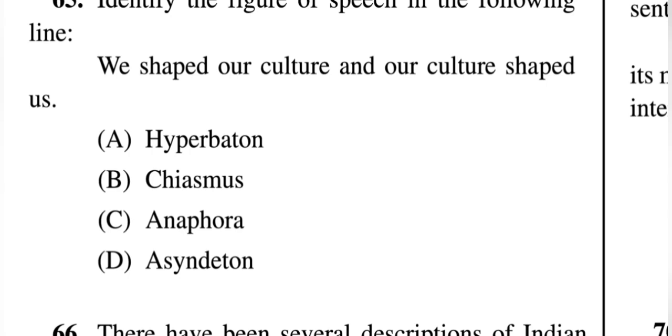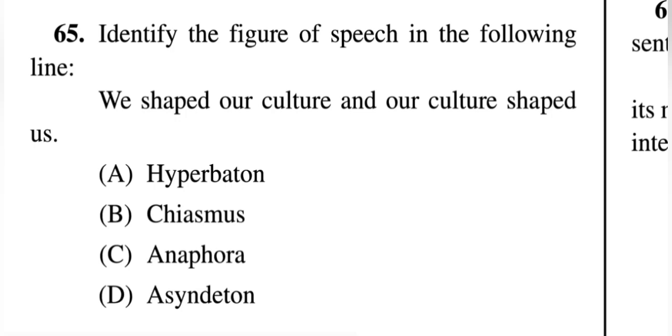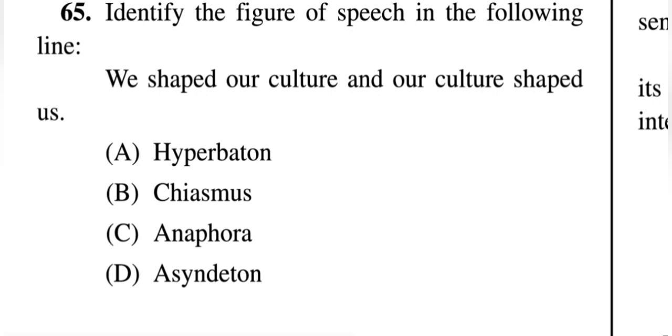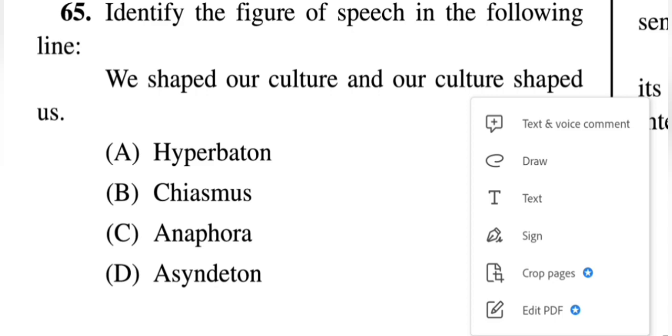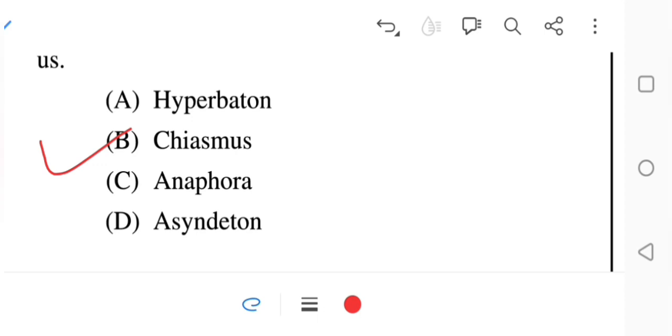Identify the figure of speech in the following line. We shaped our culture and our culture shaped us. So this is a line and this is a figure of speech. Now we have to identify that figure of speech. A, hyperbaton. B, chiasmus. Sorry for the pronunciation. C, anaphora. D, asyndeton. So what is the correct answer? Correct answer of this question will be B, that is chiasmus. The pronunciation may vary, and I don't know how to pronounce it correctly. I will try to learn. Okay, now let's move on to our next question.